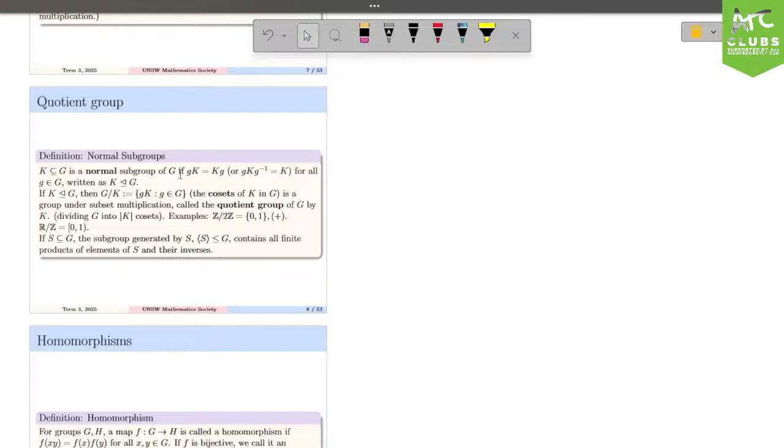An example is Z slash 2Z. So we can split this into 0 and 1. This is equivalent to saying that if you have this set of even numbers, you can generate every integer by either taking 2Z and adding 0 to every element, where we get all the even numbers, or adding 1 to every element. This would generate all of the odd numbers.